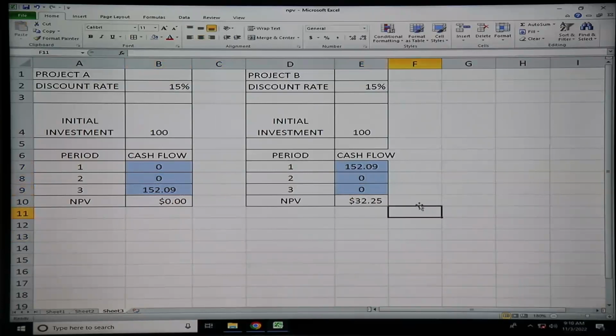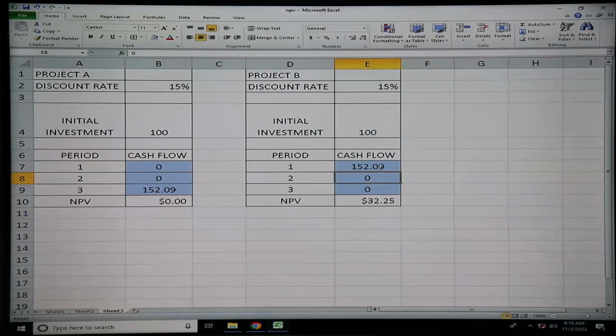Now look at the difference between the two projects. Here, the first time they expected this amount, then in the two subsequent years they expected 0, but they get a higher net present value than project A. The reason is simply that the time value of money matters a lot. So it was even better to invest in this project than in the other one.